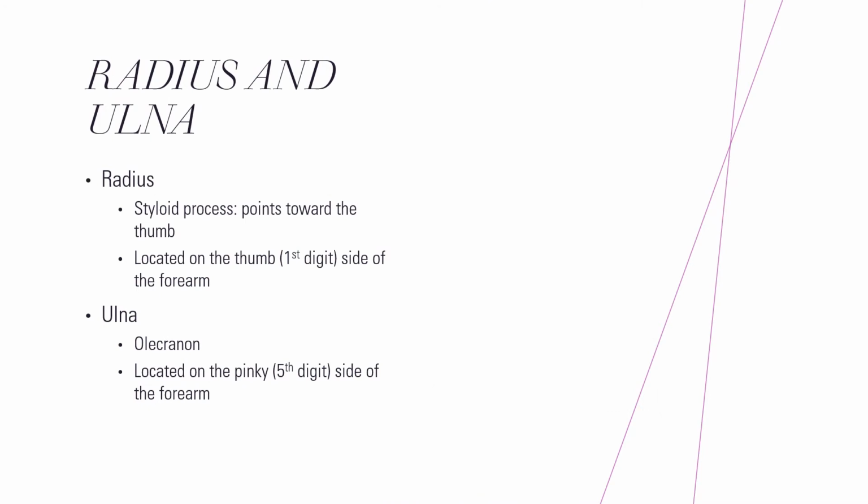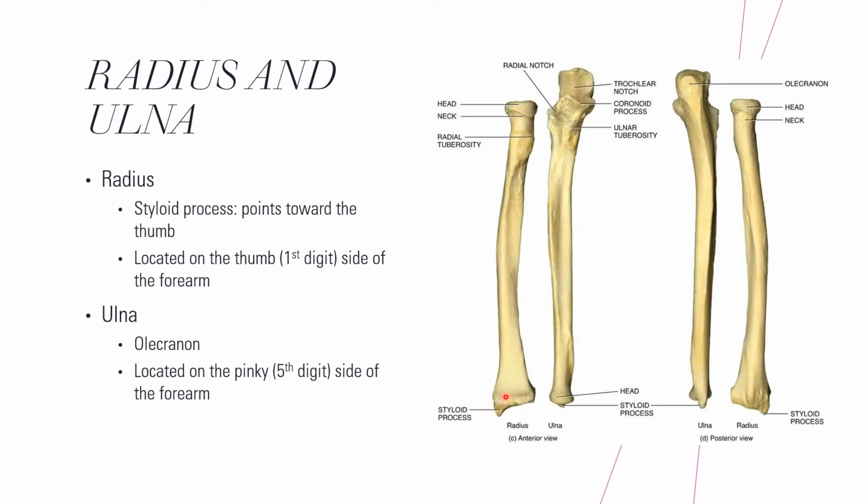Now let's talk about the radius and ulna, the two bones of the forearm. The radius has the styloid process, which points towards the thumb, which is otherwise known as the first digit. And the radius at the level of the wrist is located on the thumb side. The ulna, as I mentioned already, has the olecranon, which articulates with the olecranon fossa of the humerus. And in the wrist, it's located on the pinky side of the forearm. The pinky finger is also known as the fifth digit.